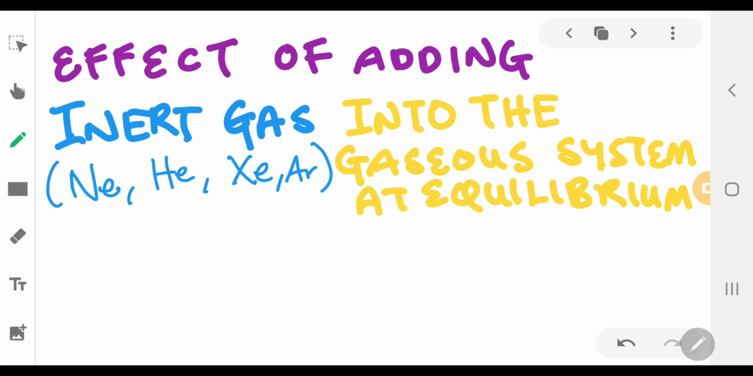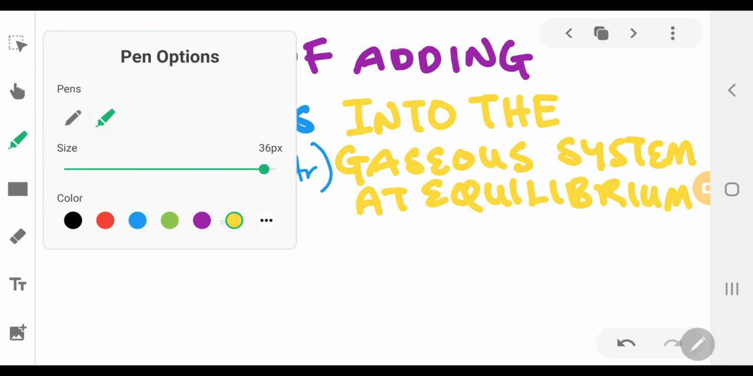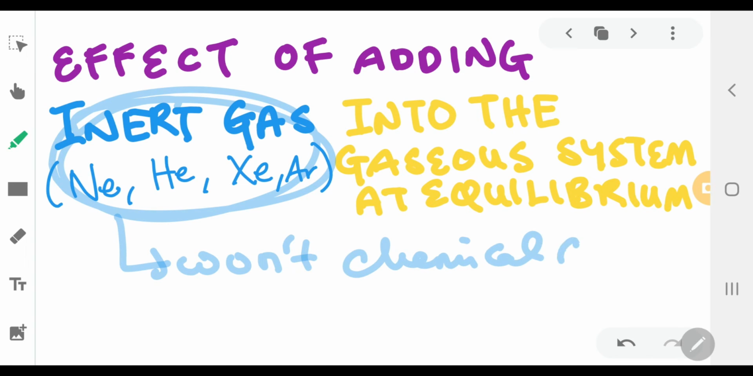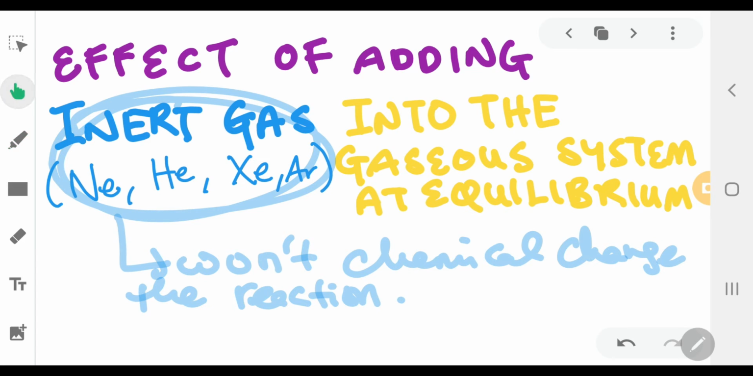So when you add these gases into the gaseous system at equilibrium, since they are inert, they won't chemically change the reaction. That means the inert gas, when you add it into the gaseous system, will not react with the species in the system.